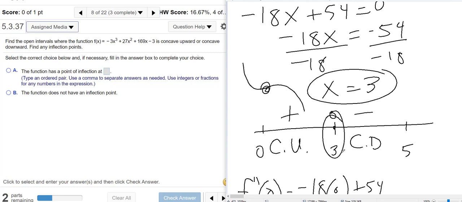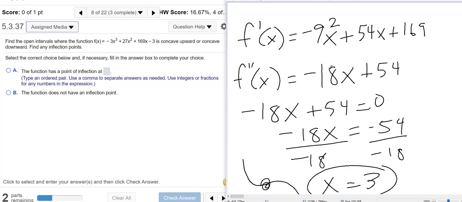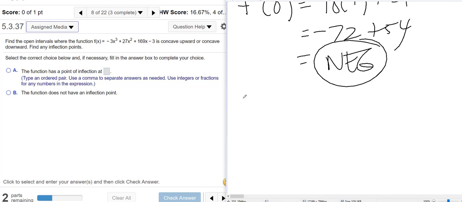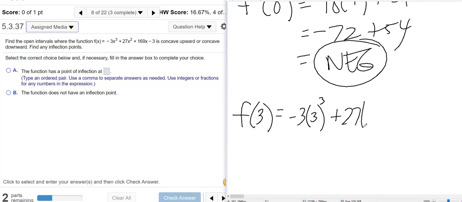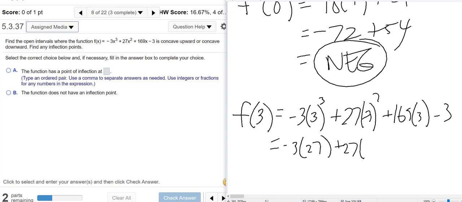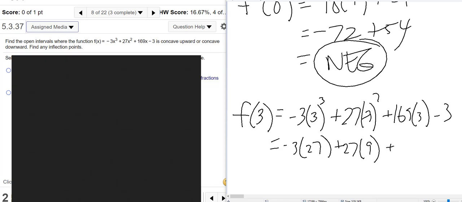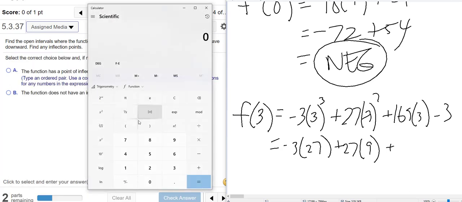Now, we only know the x value, so in order to find the y value, we have to put 3 into the original function. So we'll go ahead and do that because it's the first thing they ask us, the inflection point. So f of 3 is negative 3 times 3 cubed plus 27 times 3 squared plus 169 times 3 minus 3. So that's going to be negative 3 times 27 plus 27 times 9 plus 169 times 3, which is 507, and then subtract 3.